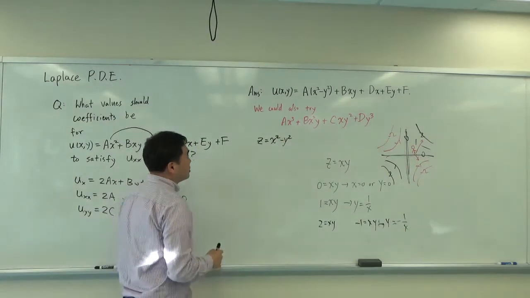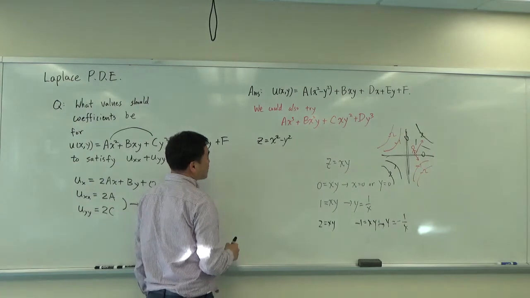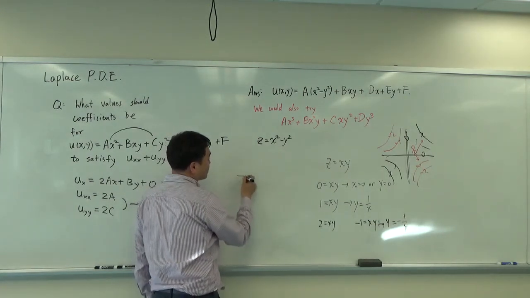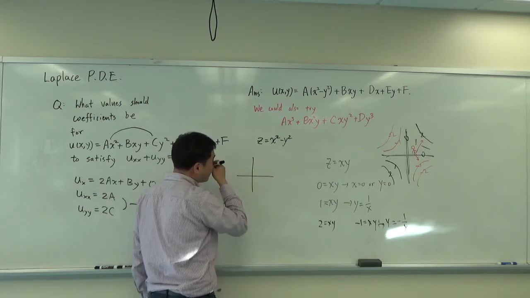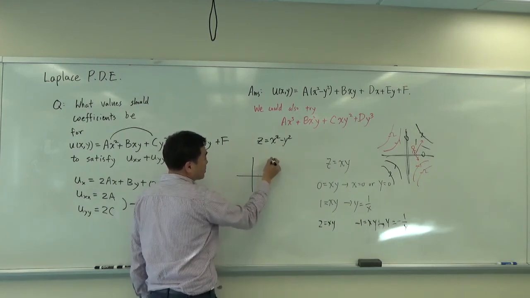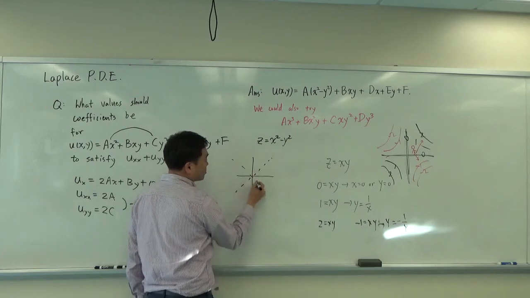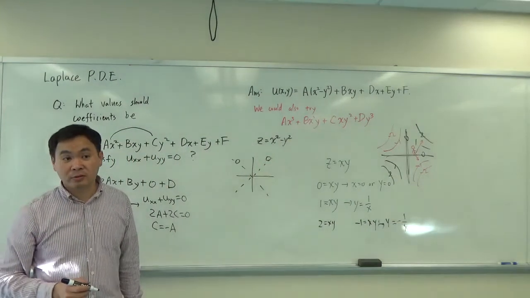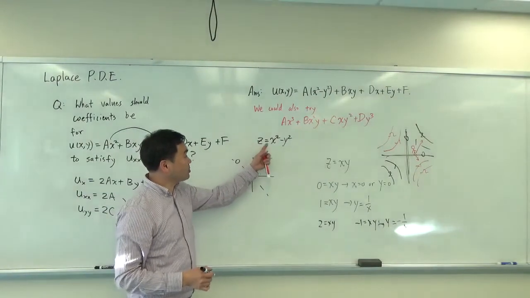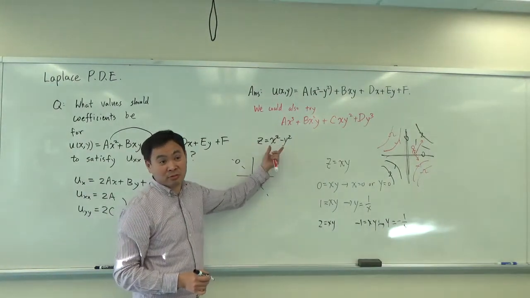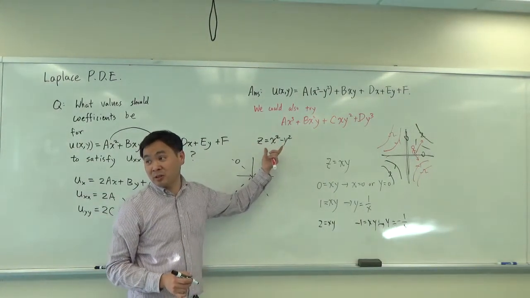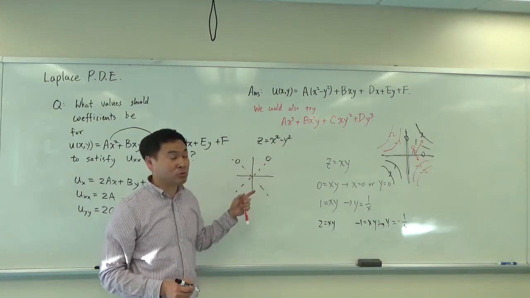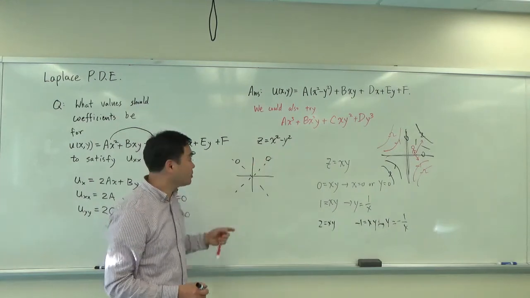If z is equal to 0, you get these two. That's because if 0 is equal to x squared minus y squared, that factors as x plus y times x minus y. And you solve that, you get y equals x and y equals negative x, so you get 0 here and there.